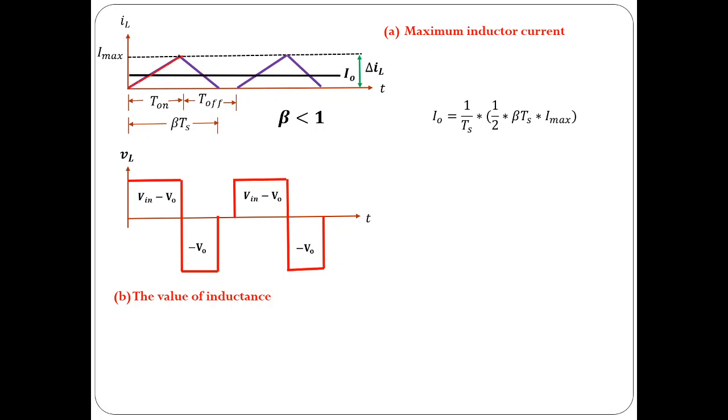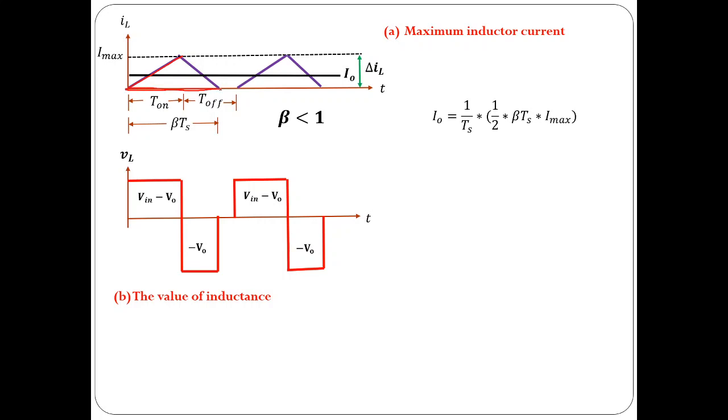Io is the average value. The average value is equal to the area under this curve divided by Ts. Ts is known. And what about the area? For the triangle, the complete base is equal to beta into Ts.